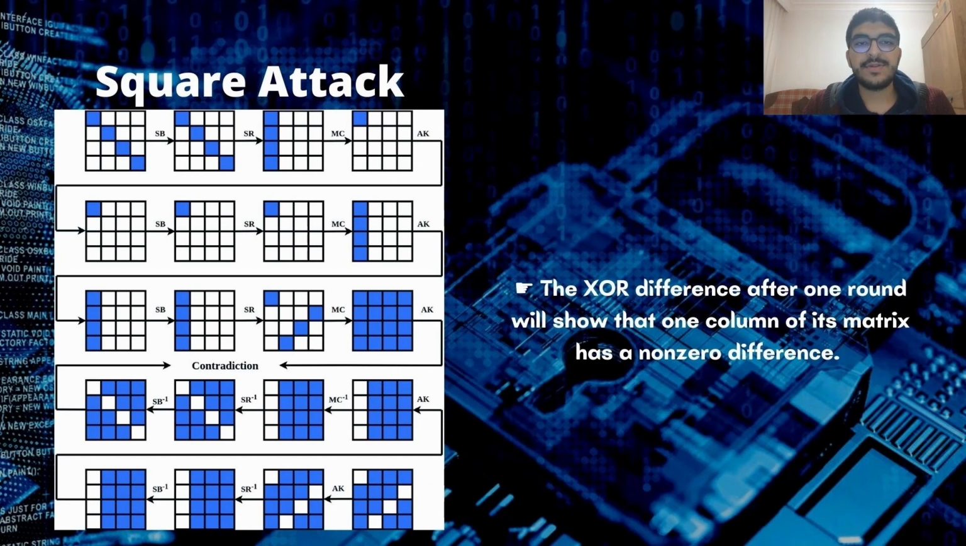I introduced you to the AES crypto system and its working principle. I tried to show an example for encryption and decryption. Now I will talk about the square attack on AES.